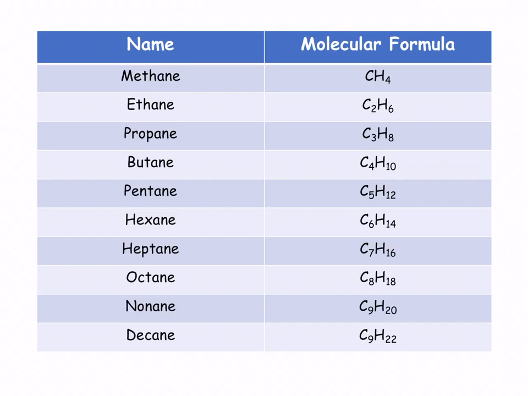So, having a quick look at them, as you can see, the suffix or the ending is always "ane" when we're talking about the alkanes. And you can see there on the right hand side, every time you technically add a carbon, you're adding 2 more hydrogens to the previous one. For example, if you look at the difference between C7H16 and C8H18, you're adding 1 carbon and 2 hydrogens.